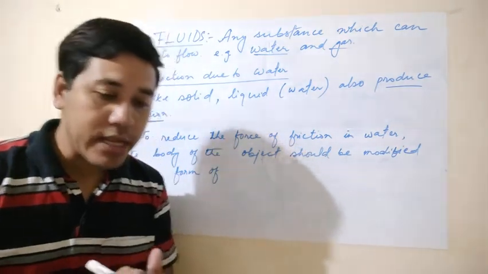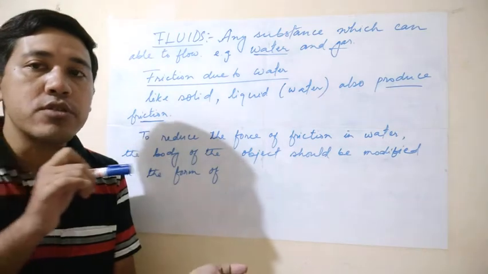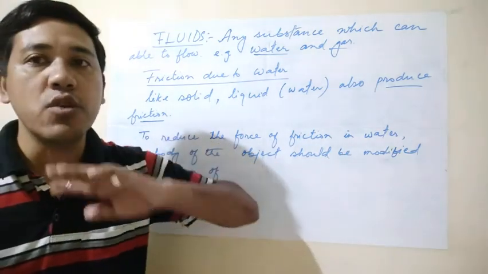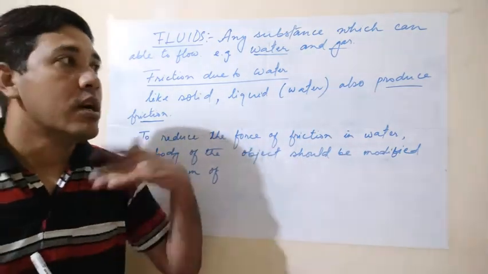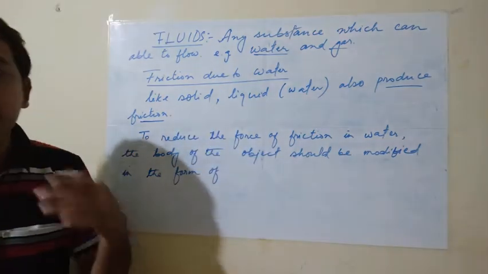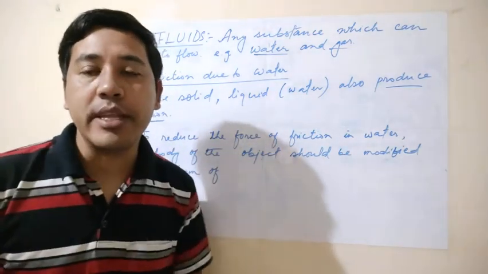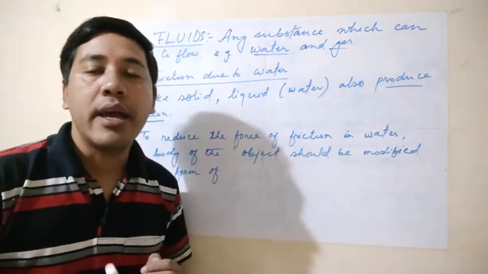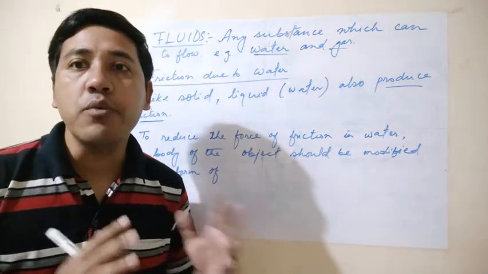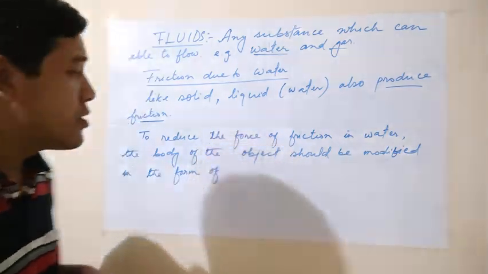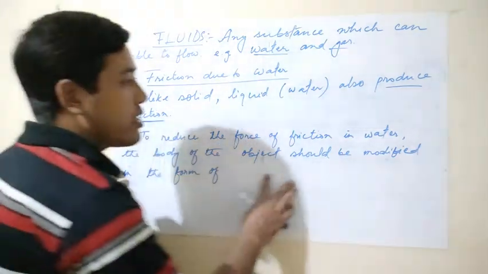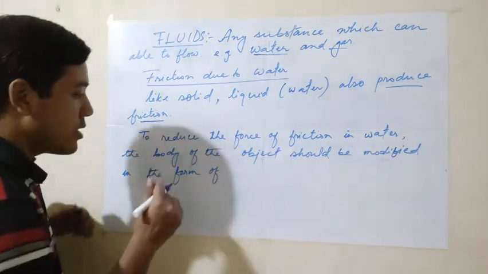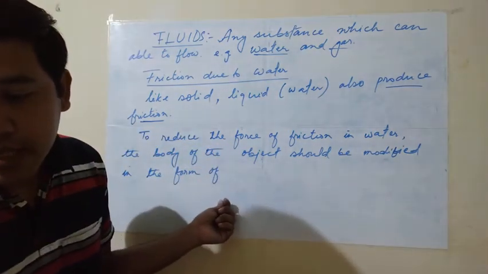We already know that like solids, liquids also produce friction. Because of that, what will happen? There is wastage of energy, right? And there is wear and tear of our body parts. How can we overcome these things? How can we reduce the force of friction in water? To reduce it, we need to modify the objects.